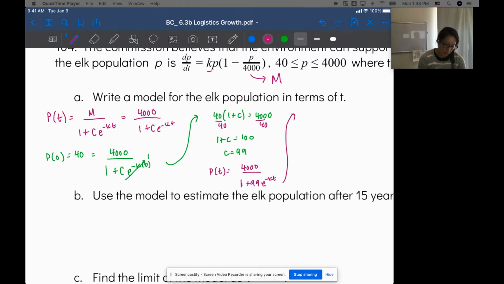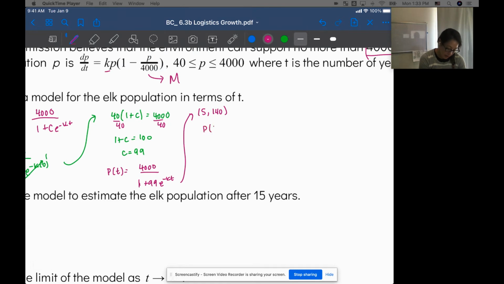The next step is to solve for k, and I'm going to use my second point, 5 comma 104. So I end up with P of 5 is equal to 104, which is equal to 4,000 over 1 plus 99 e to the negative k times 5. I'm going to multiply both sides by 1 plus 99 e to the negative 5k, so 104 times that is equal to 4,000. Divide by 104 gives me 1 plus 99 e to the negative 5k is equal to 4,000 over 104. Subtract 1.